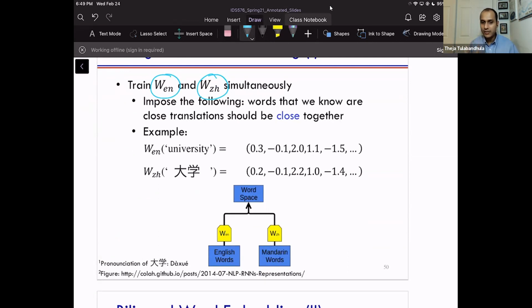We'll define an appropriate loss function here, which is not a prediction task loss function. The loss would be that words that we know are translations of each other should have similar vectors. So it's some sort of regression-style objective, where if I know the vector for university, whatever it may be, we need to figure that out. That's the optimization variable. And for the Chinese word for university, we want to ensure that whatever vectors we pick, the distance between those two words is hopefully small.